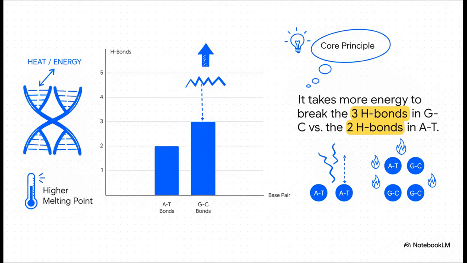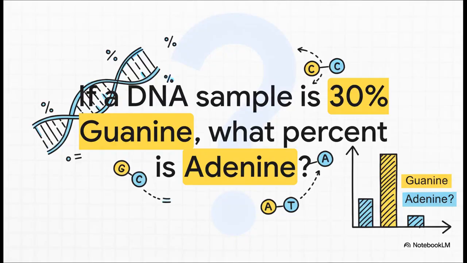It all comes back to those hydrogen bonds we just talked about. It's simple, really. Since GC pairs have 3 bonds holding them together and AT pairs only have 2, it just takes more energy, more heat, to pull apart a GC pair. So the more GC pairs you have in a strand of DNA, the higher its melting temperature is going to be. Simple as that. So let's put this into practice with a question that's going to look super familiar on the exam. They'll give you the percentage of one base and ask you to figure out the percentage of another.